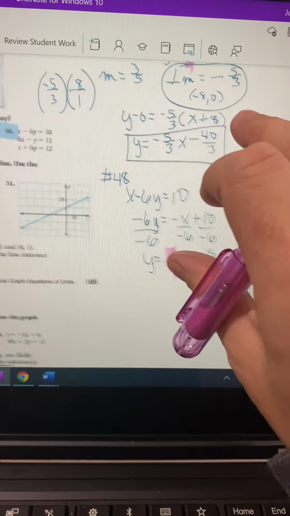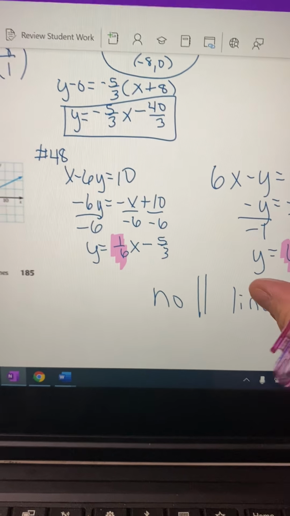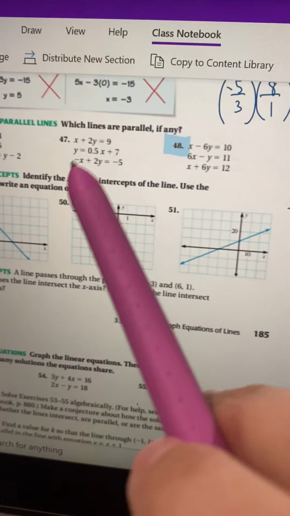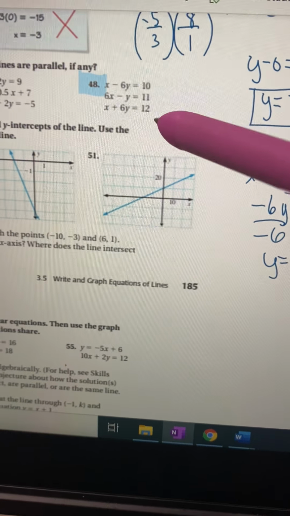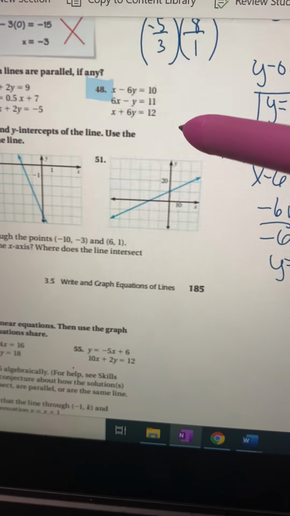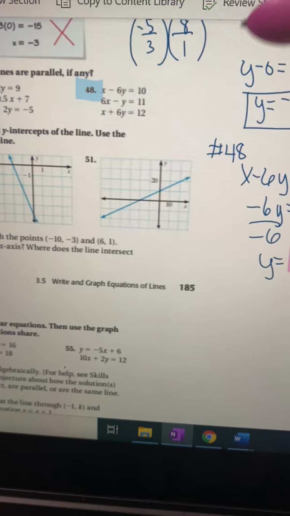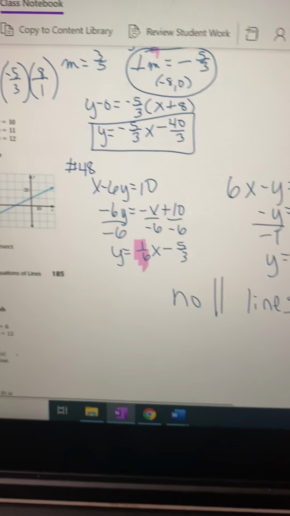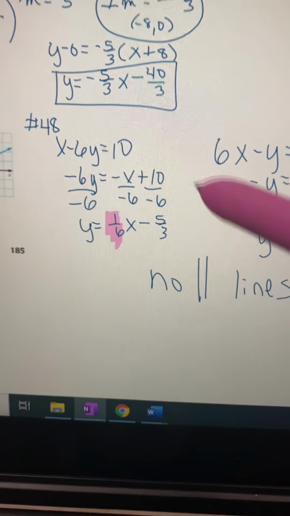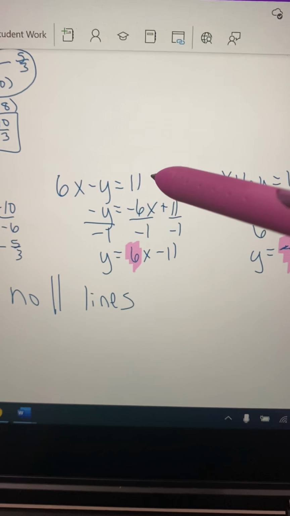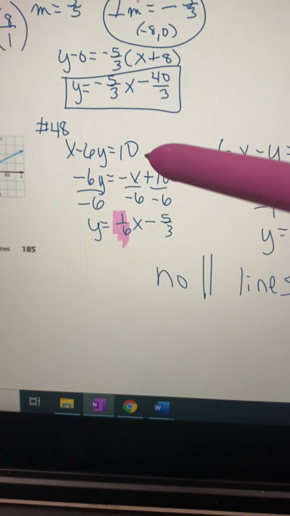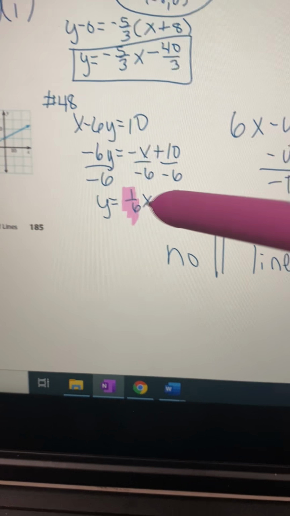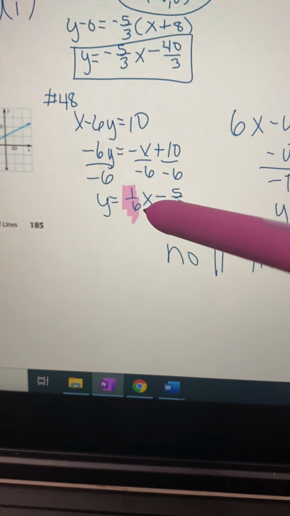My last problem to do is number 48. So 48 says, which lines are parallel, if any? So again, I don't know by this format. These three equations, I can't tell what the slope is. So what I need to do is take all three of them. This is one, this one's the second one, and this one's the third one. I rearranged them and solved for y so that I could pull out my slope.